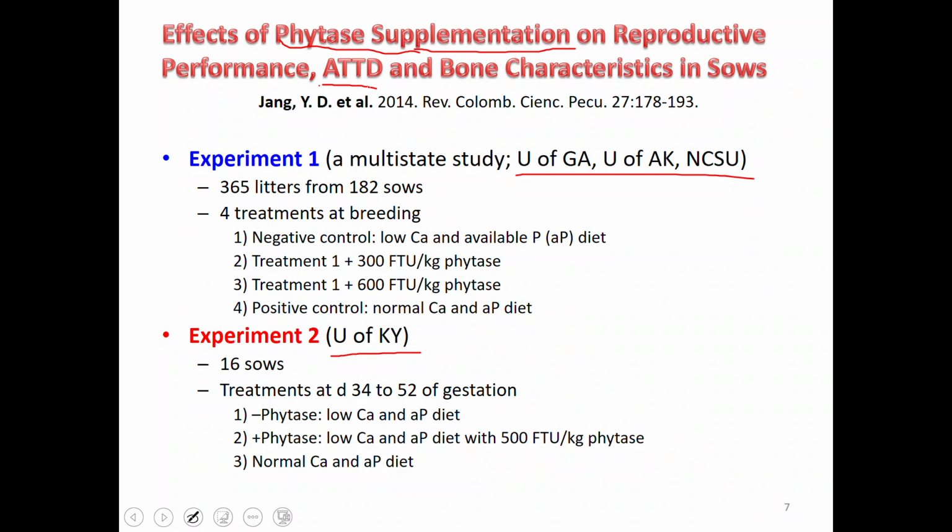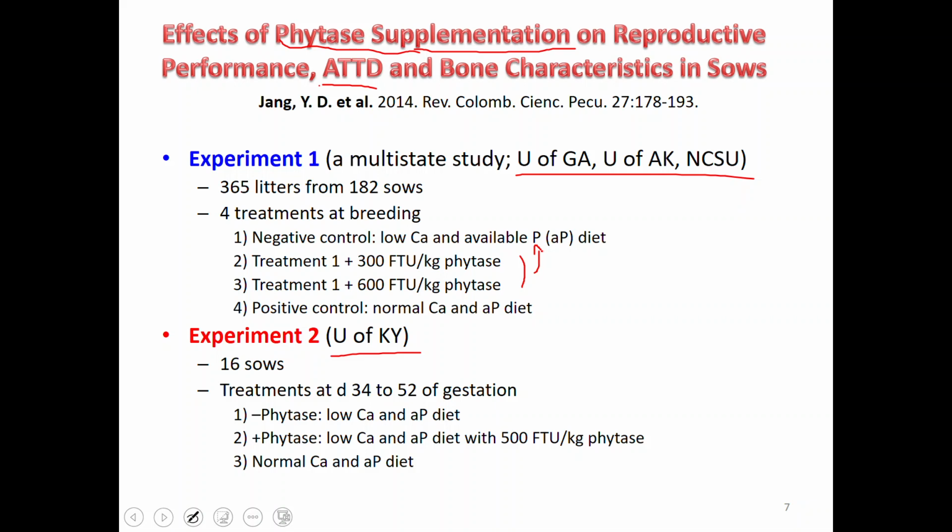In experiment one, with three universities involved, we used 365 litters from 182 sows, and we had four treatments in this study. Phytase was supplemented in gestation and lactation diets from breeding. The negative control diet was low calcium and available phosphorus diet, and the positive control was normal calcium and available phosphorus diet. And then we added 300 and 600 FTU of phytase per kilogram diet to the negative control diet.